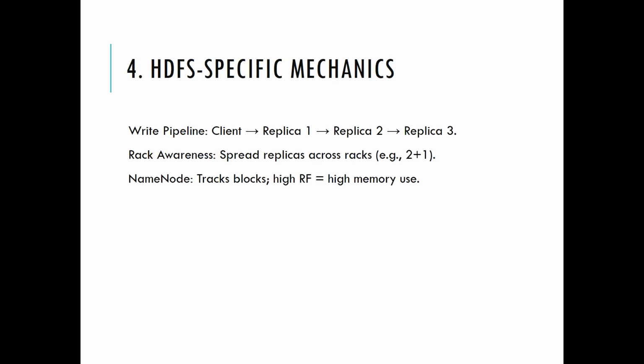Let's look under the hood at how HDFS handles data replication. When a client writes data, it initiates a write pipeline. The data is first sent to the first replica, which then forwards it to the second, and finally to the third. HDFS also supports rack awareness. This means replicas are intelligently distributed across different racks, typically 2 replicas in one rack and 1 in another, to protect against rack-level failures. The name node keeps track of all blocks and their locations. Note, higher replication factors mean the name node must track more metadata, requiring more memory.